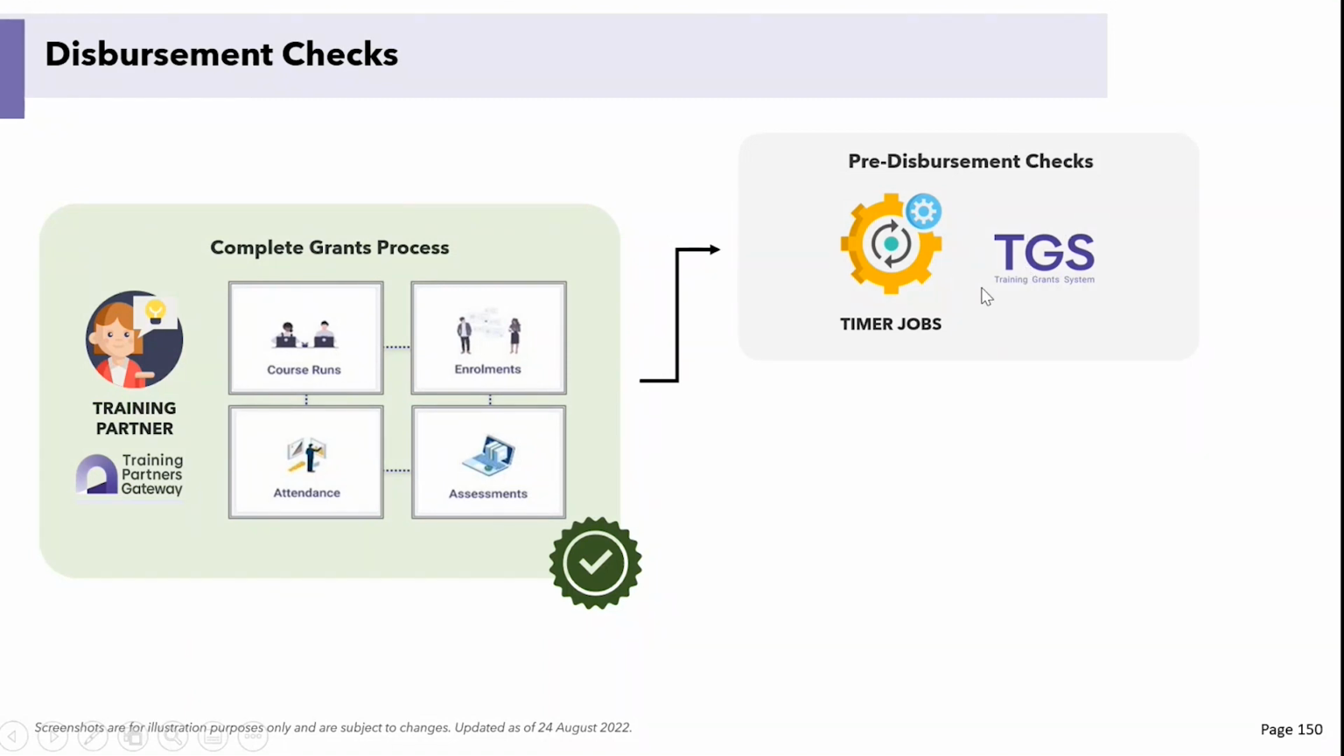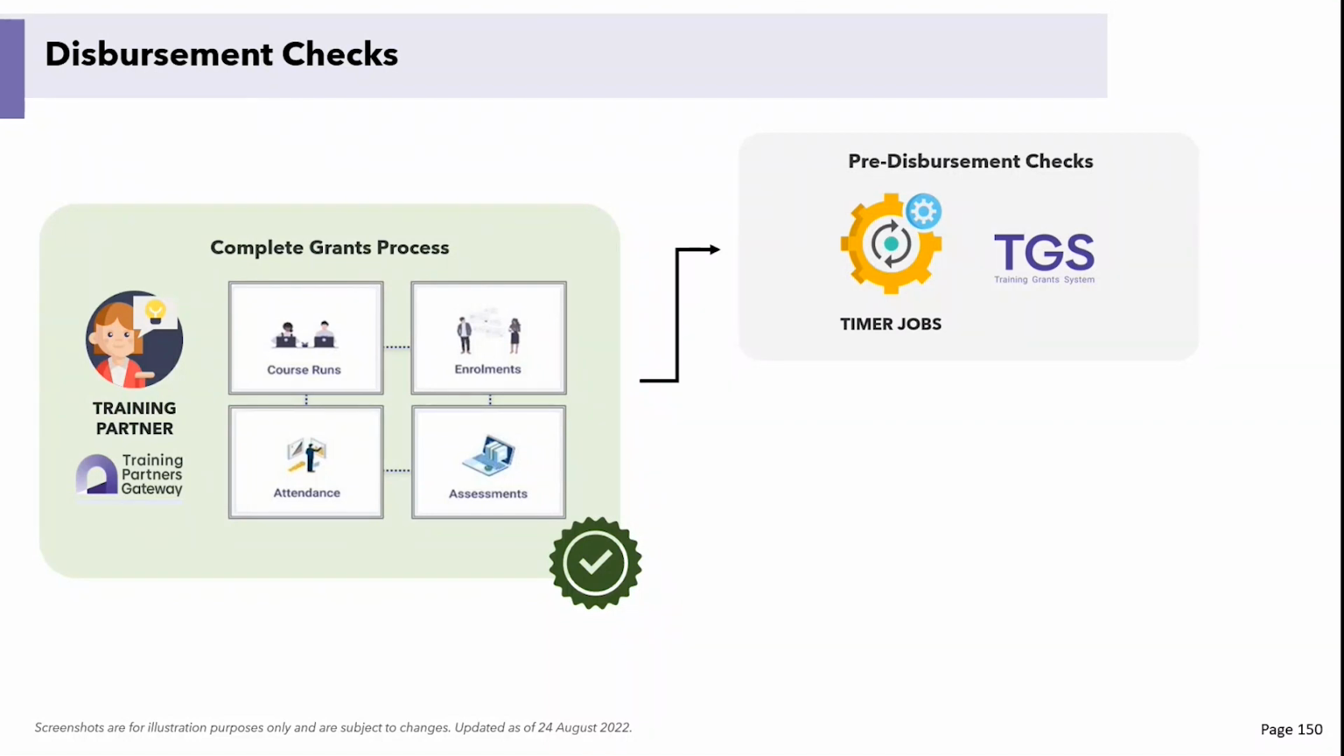So what the system will be doing is once the submission deadline has passed. So for example, for a public course run where the submission deadline for attendance and assessment is 45 days after the course run end date, on the 46th day onwards, what the system will do is start to pick up all these grants under this course run and then run the disbursement checks to see whether or not the submissions were done on time, whether attendance is more than 75%, whether assessments passed, and whether assessments have been uploaded for each of the skill codes.